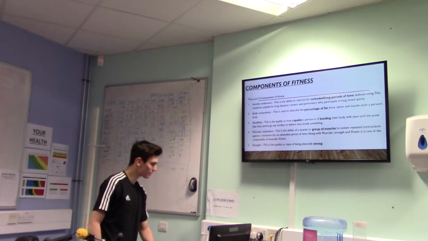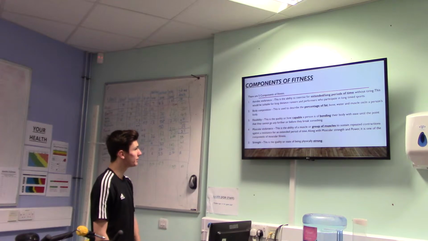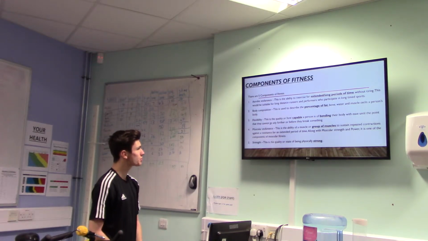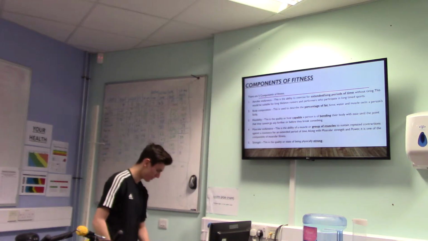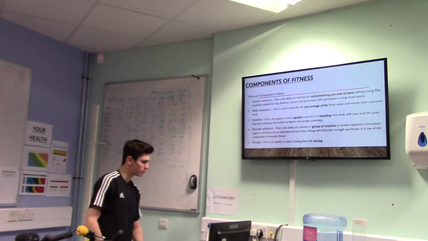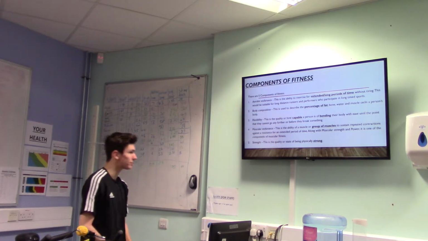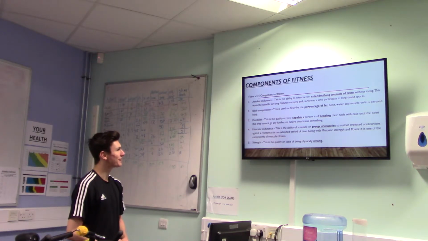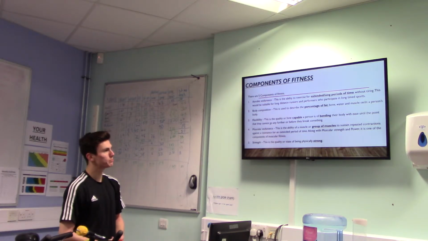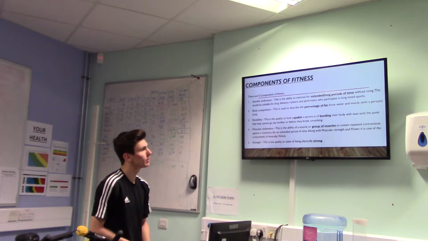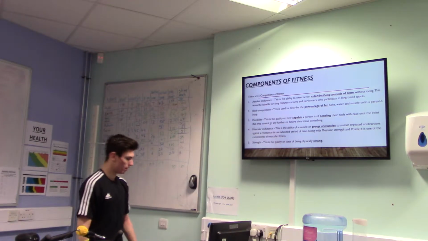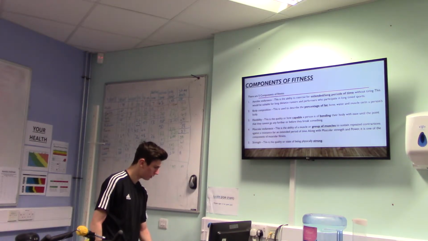My name is James. There are 5 components of fitness. You have aerobic endurance, body composition, flexibility, muscular endurance and strength. Aerobic endurance is defined as the ability to exercise for extended long periods of time without tiring. This would be suitable for long distance runners and performers who participate in long-time sports such as cycling or football.